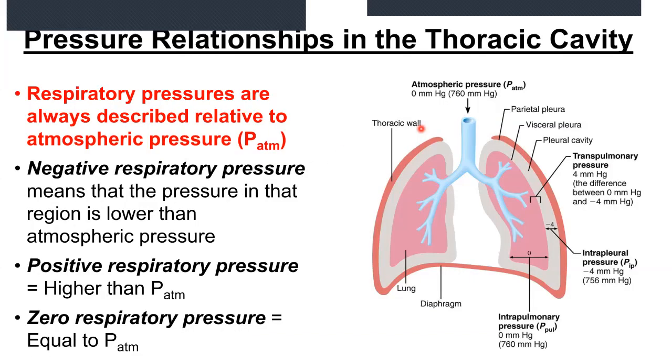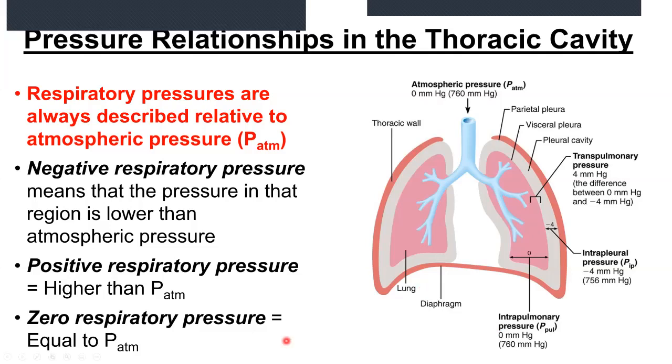So as I mentioned already, respiratory pressures, they're always described relative to the pressure of the atmosphere. So atmospheric pressure is 760 millimeters of mercury. But when we're talking about the respiratory system, we're going to describe this as being 0. Okay, so respiratory pressures are relative to atmospheric pressure. So if atmospheric pressure is 760, this is kind of our base point. This would be 0 respiratory pressure. 0 respiratory pressure describes a pressure in the respiratory system that is the same as atmospheric pressure.